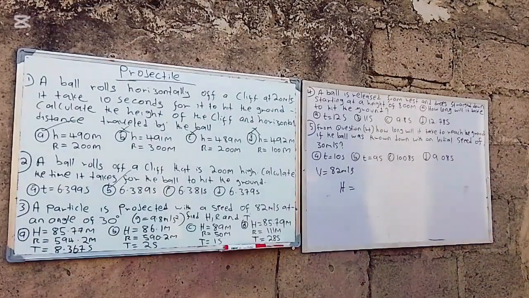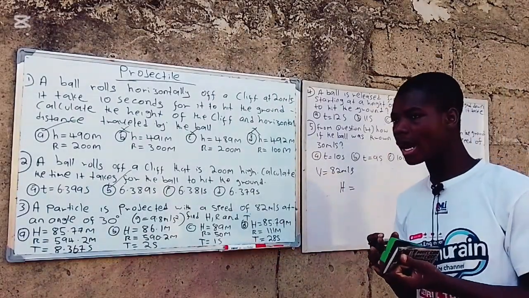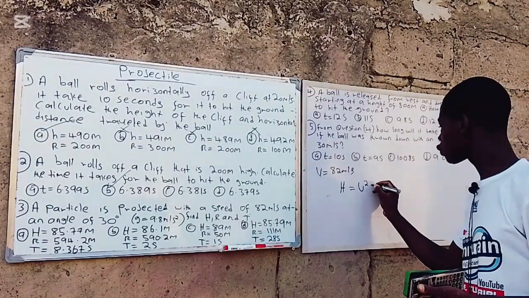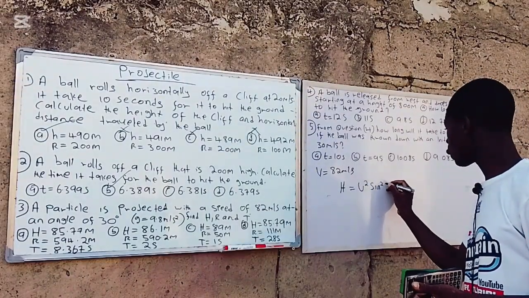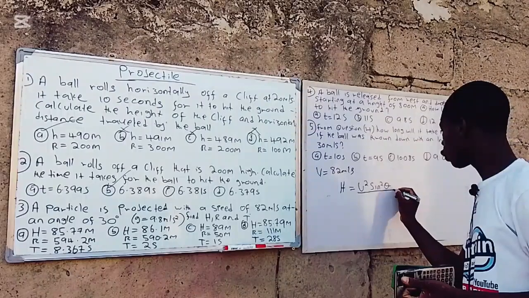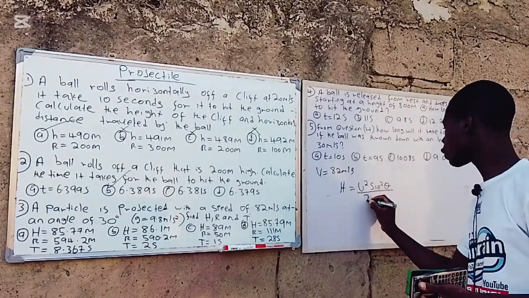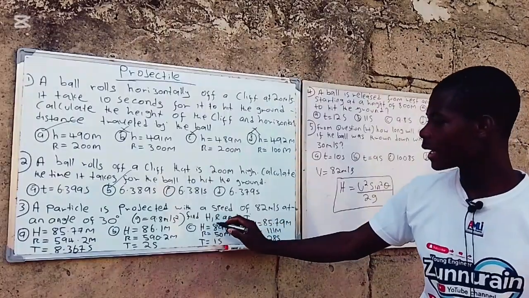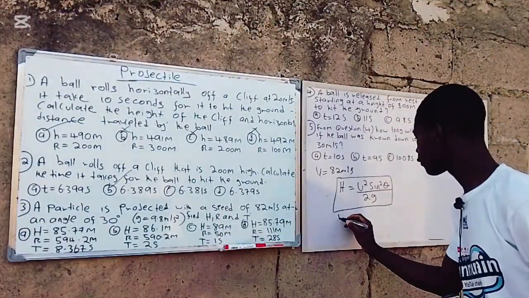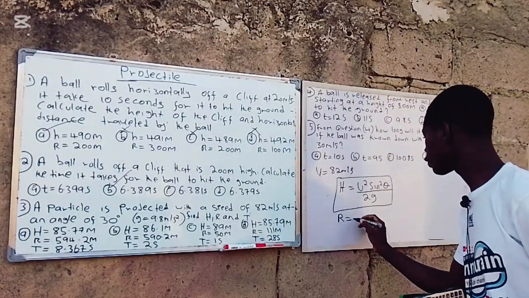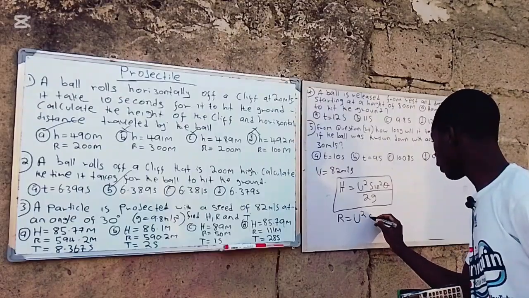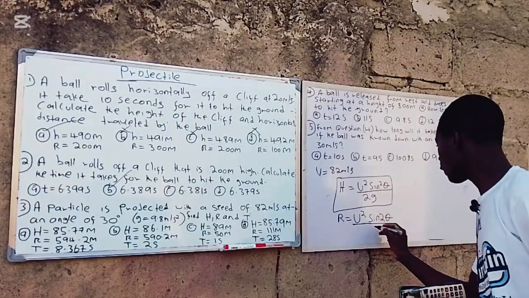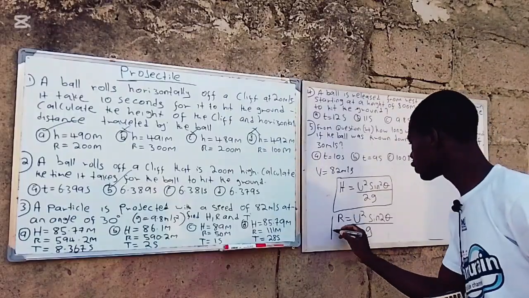You have to take note of these formulas for height, range, and time. The height is u squared sine squared theta over 2g. We are to find the height, and we are also to find the range, which is u squared sine 2 theta over g.